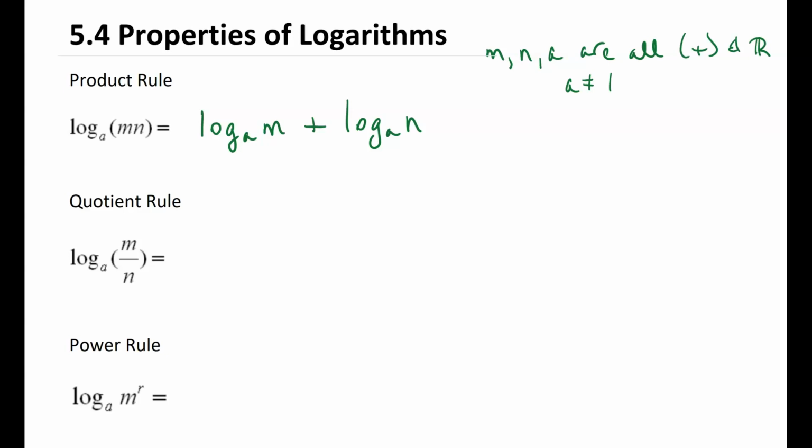All right. Our second property is the quotient rule. Right. So if we're multiplying and it turns into the addition of 2, what do you suppose the division is? It's a subtraction, okay? So the numerator will remain a positive, but we subtract the denominator portion of it. So this splits into log base A of M minus log base A of N.